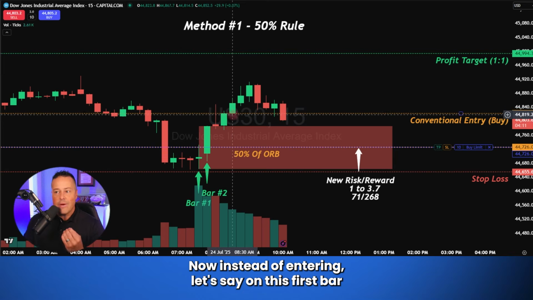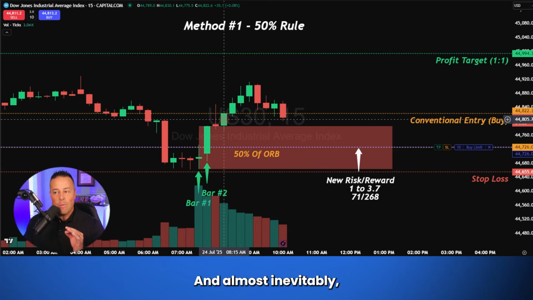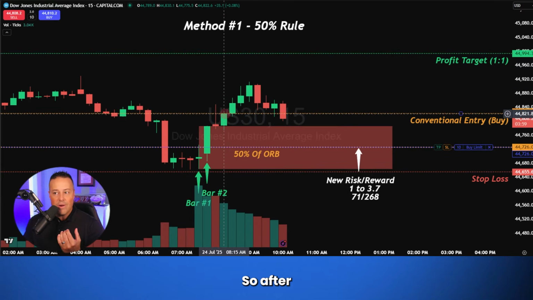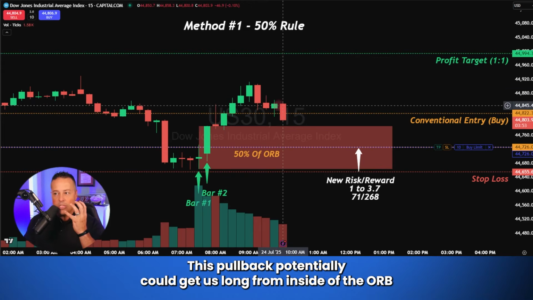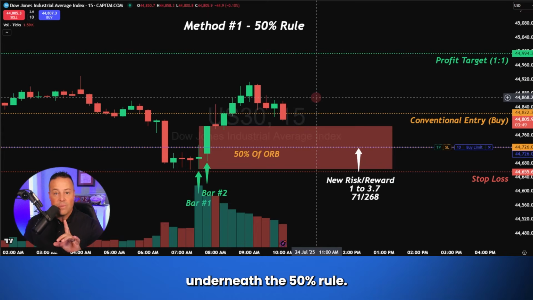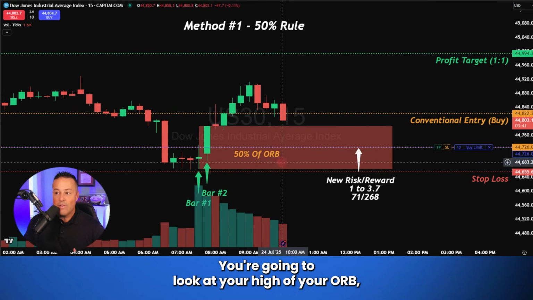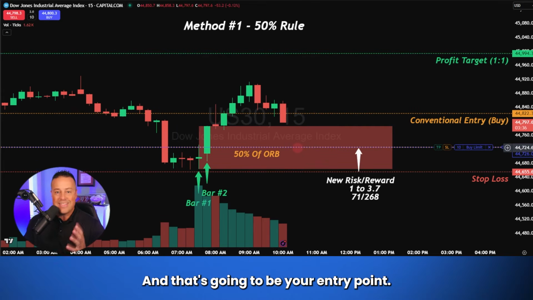Now, instead of entering, let's say, on this first bar that opens outside of our range, what can we do? We can wait, and almost inevitably, before we hit our profit targets, we do get some sort of pullback. So after we get that first bar closed, then we know the ORB is live, we're playing a breakout. This pullback potentially could get us long from inside of the ORB. Underneath the 50% rule, what you're going to do is simply enter the market at the halfway mark of your ORB. You're going to look at the high of your ORB and the low of your ORB, and just take the middle value, 50% of that ORB range, and that's going to be your entry point.